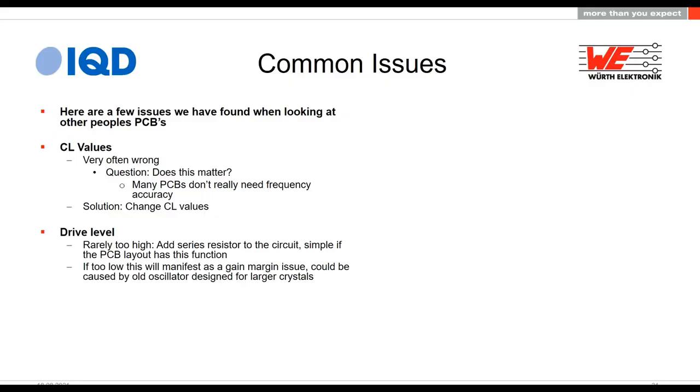Drive level, we looked at drive level, remember, my drive level was really high, and I added a series resistor to bring that down, yeah. It was easy because the PCB layout had that. Honestly, when I look at other people's PCBs, it's very rare that the drive level is too high. It's possible that the drive level is too low, although that will actually manifest itself as a gain margin issue. If the drive level is really, really low, then the gain margin will be low, yeah?